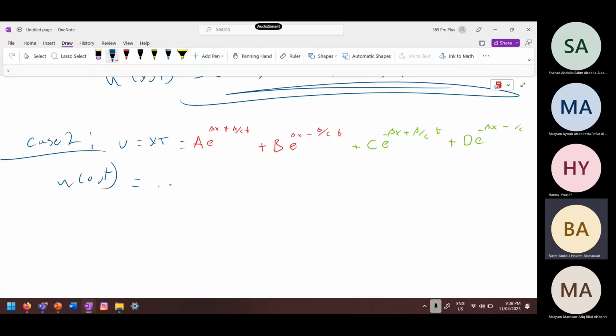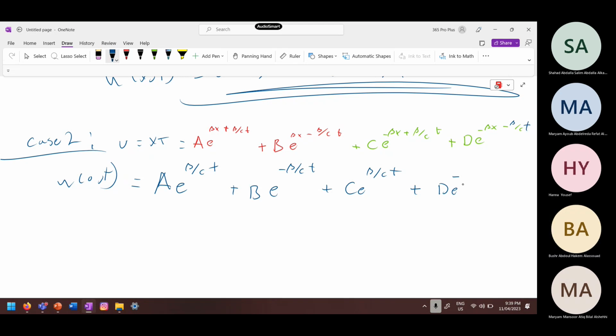So having the value of 0 gives you a e to the power beta over ct. Because x is 0, multiplied with beta, it will be cancelled. Same thing here, same thing there. So plus b e to the power negative beta over ct plus c e to the power beta over ct plus d e to the power negative beta over ct.